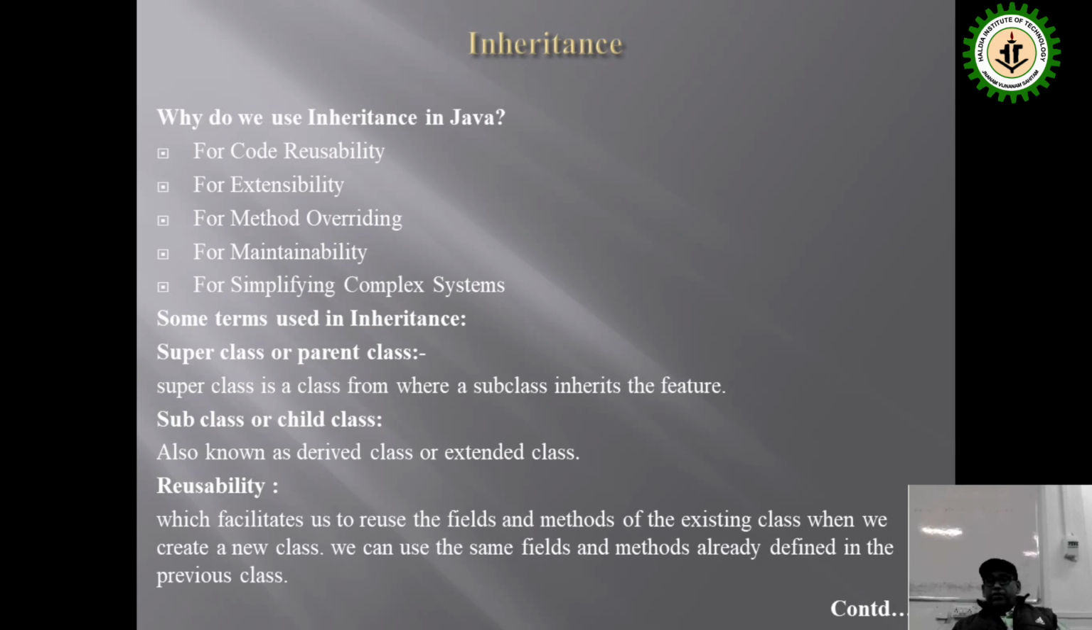Superclass or parent class: a superclass is a class from where a subclass inherits the features. Subclass or child class: a subclass is also known as a derived class or extended class. Reusability facilitates us to reuse the fields and methods of the existing class when we create a new class. That means we can use the same fields and methods already defined in the previous class.